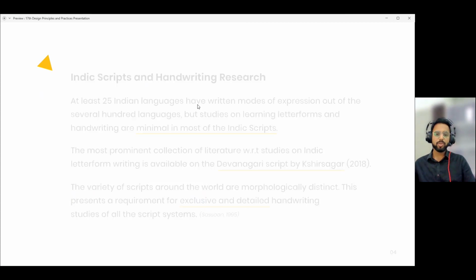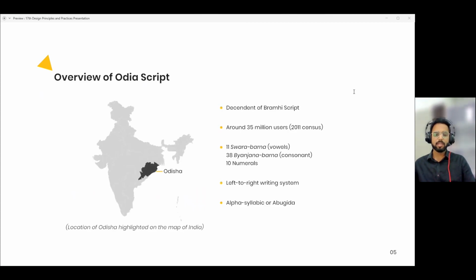So, in this context, we did a background study of Odia script. The Odia script is primarily employed for the Odia language, which is used in the eastern state of Odisha in India. It is an alpha syllabic writing system with 11 vowels, 38 consonants, and 10 numerals. Around 35 million users use the Odia language as their mother tongue as per the 2011 census, which might have increased even more by now.